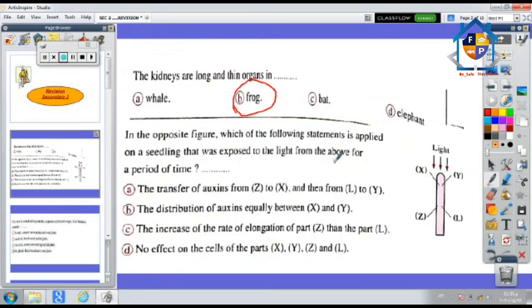Number 2. In the opposite figure, which of the following statements applies to a seedling that was exposed to the light from above for a period of time? This seedling is exposed to light from above, so the amount of auxins formed is equal in X and Y, and the distribution of auxins is similar in X and Y. So we must choose number B.